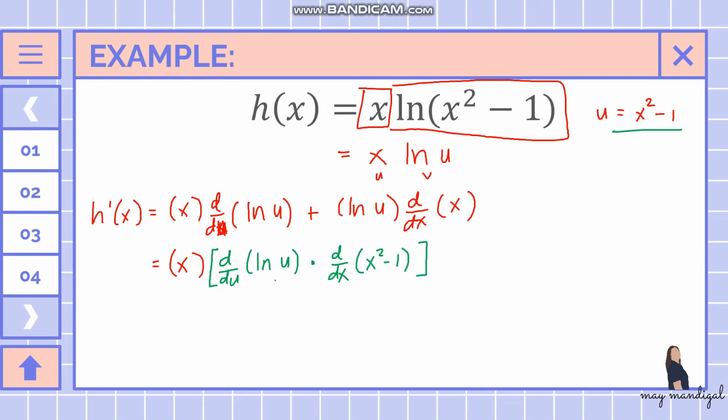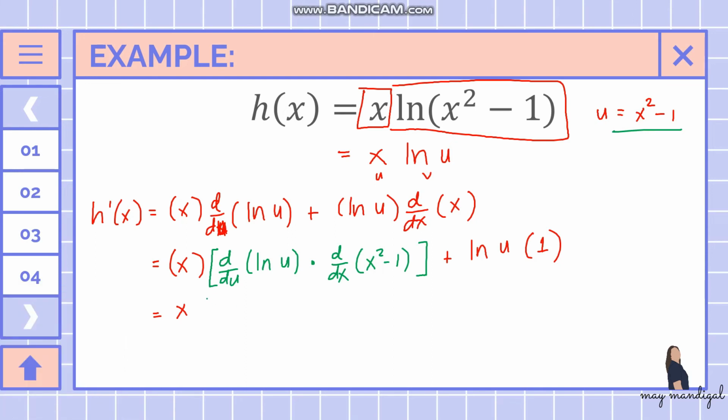Okay, so this one, the green font here, that means we are applying the chain rule. Plus, here it's just ln of u, and then the derivative of x is 1. And then let's just simplify this. So we have x again. And then let's simplify this one, the one inside the parentheses or the bracket.